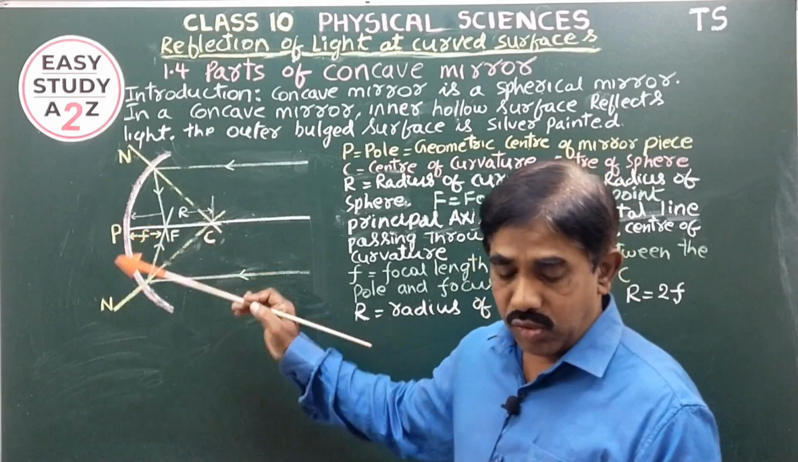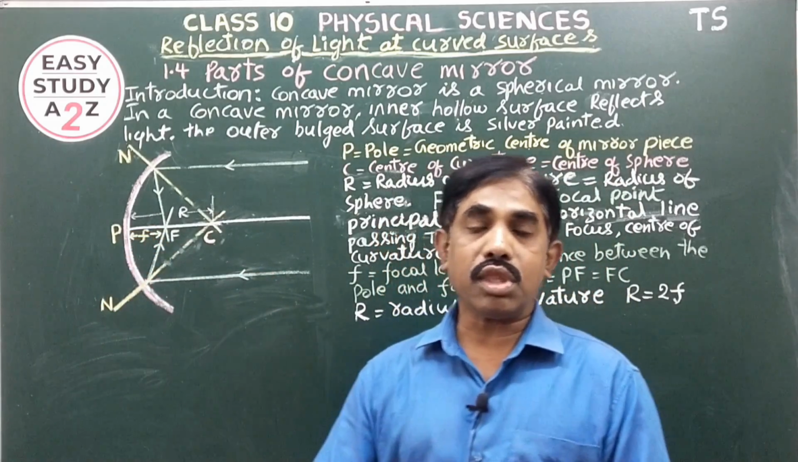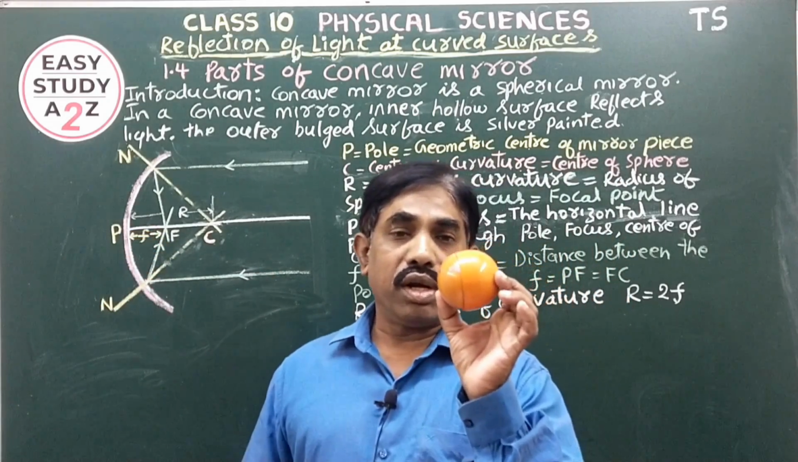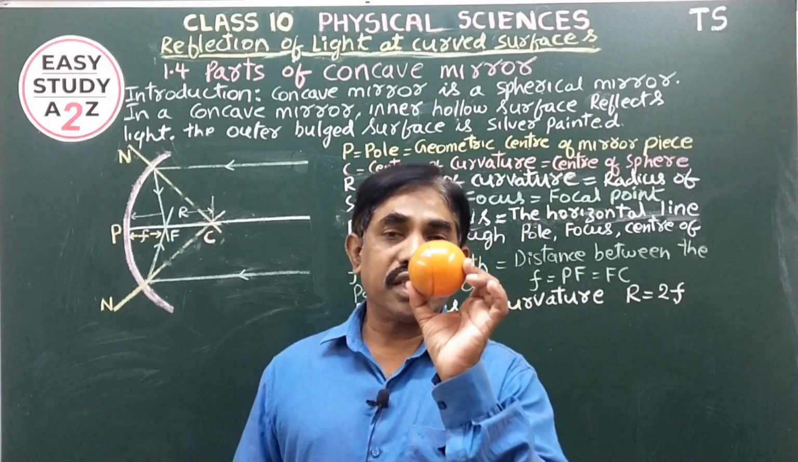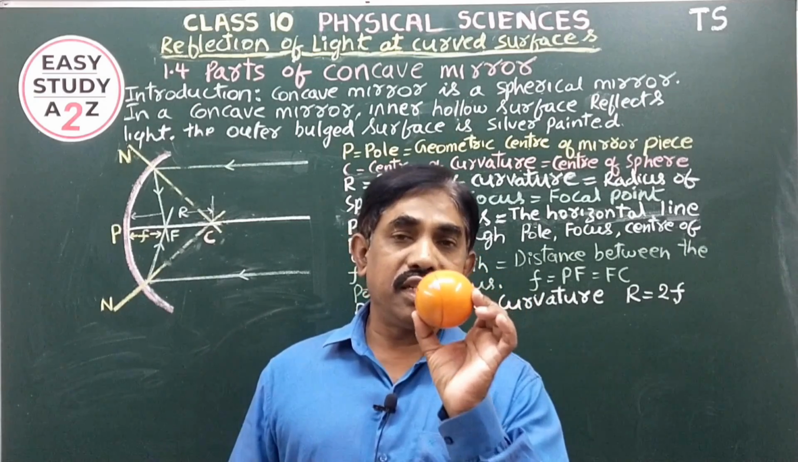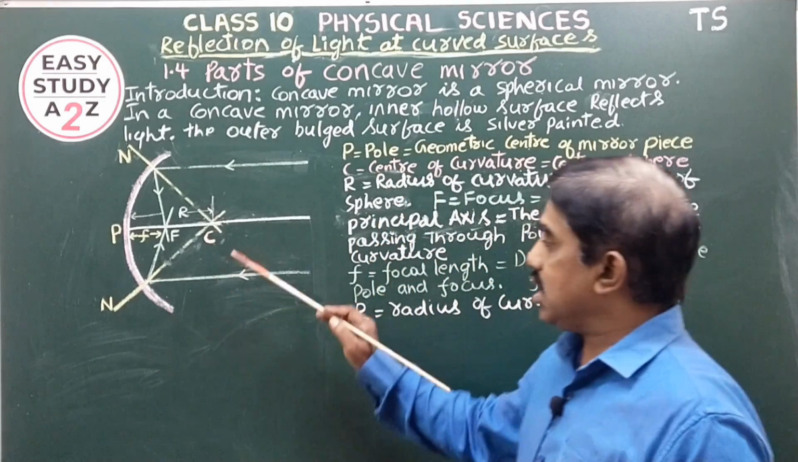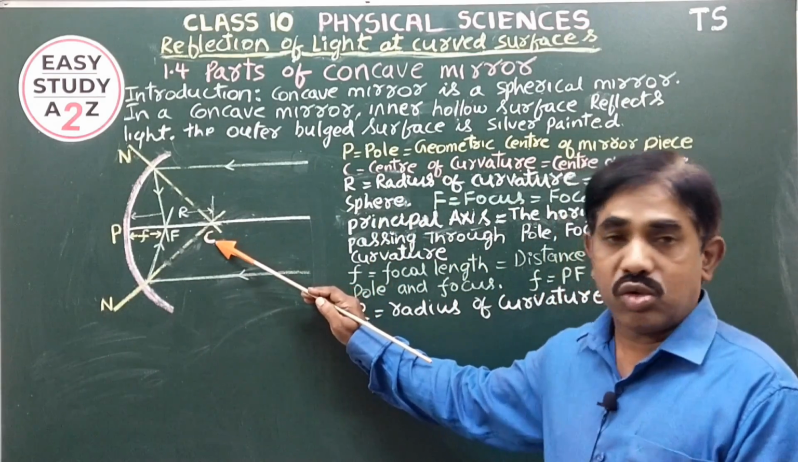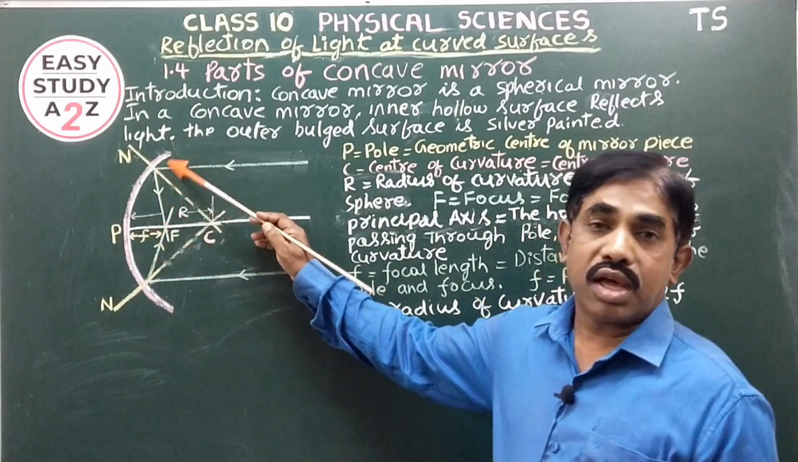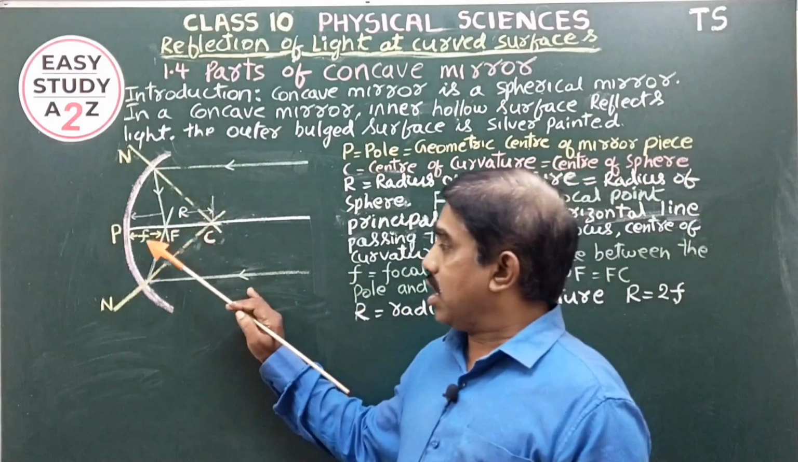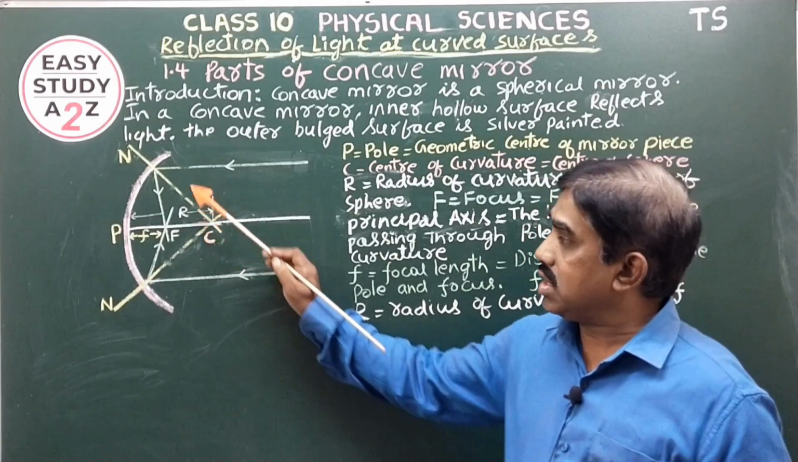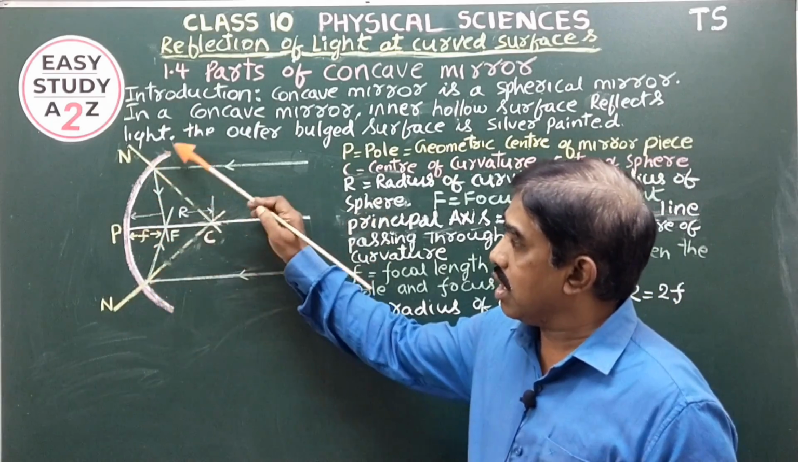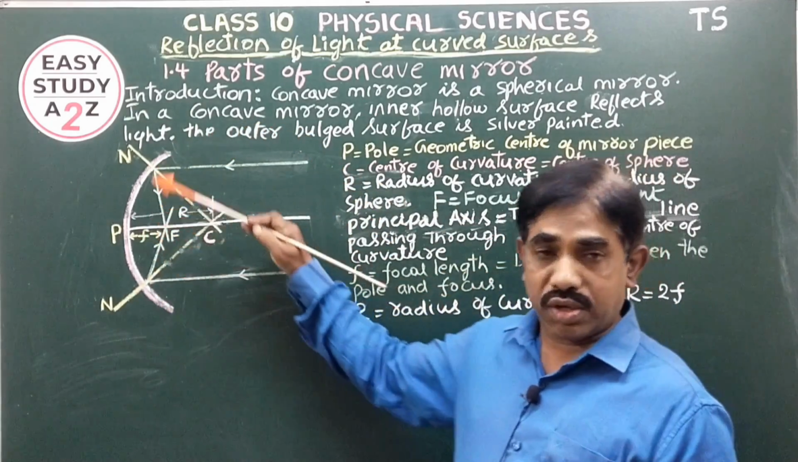Now consider the sphere. The sphere has a center and this center is designated with C, and C is the center of this sphere. This C is also called the center of curvature. Now the center of curvature, C, is at the center of this curvature or center of the sphere.